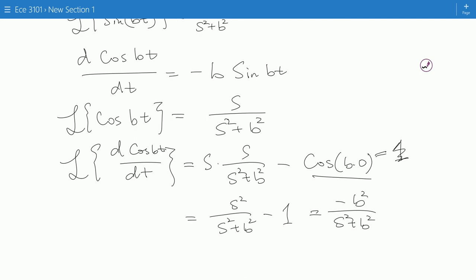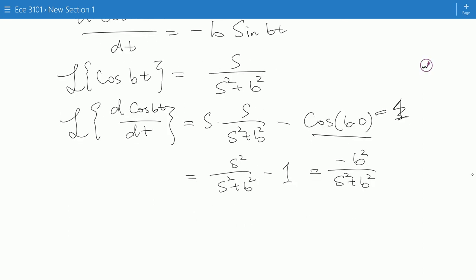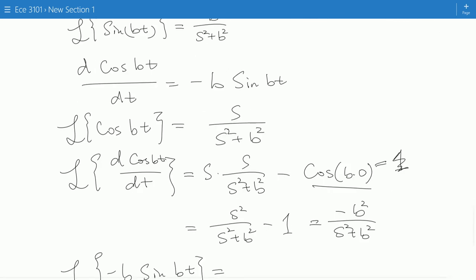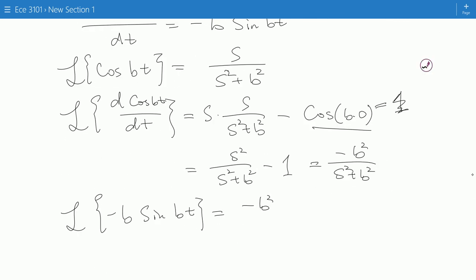I forgot the negative sign, just the minus 1. And the right hand side of this equation, negative b sine b. Using our linearity, we have sine b here multiplied by negative b. So left hand side and right hand side are exactly equal to each other, which is a perfect illustration of the time differentiation property.